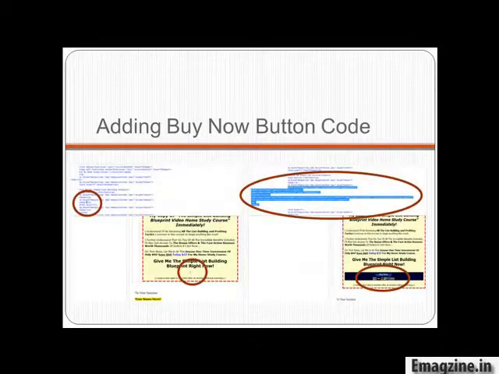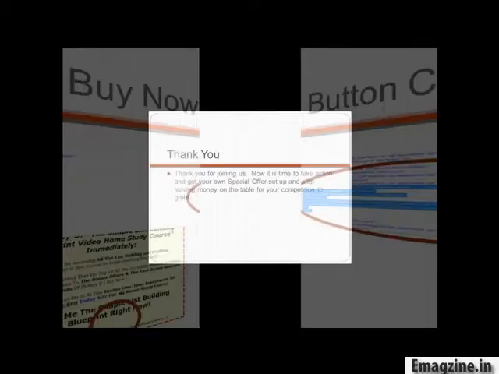So for adding the buy now button, you're again going to want to open up, not FileZilla, but your Composer, and go into your page on your website, wherever it's located. You're going to highlight that buy now button, then go into your code and copy and paste it into your HTML code. You want to do this from the source code option.